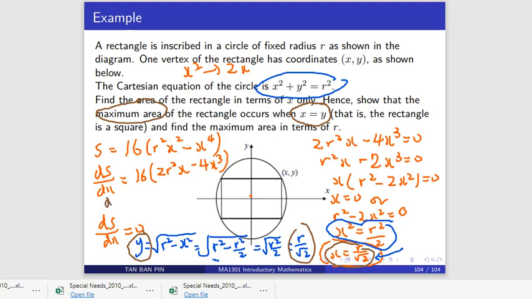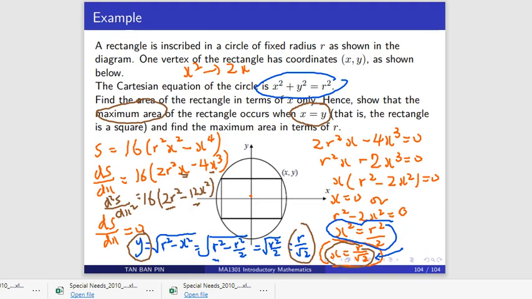So you have to work out d2A/dx squared, which is 16 bracket 2r squared. Differentiate x gives you 1. Differentiate x cubed gives you 3x squared. So it gives you 12x squared. So which means you have to check for maximum by second derivative test. So d2A/dx squared is 16 bracket 2r squared minus 12x squared.